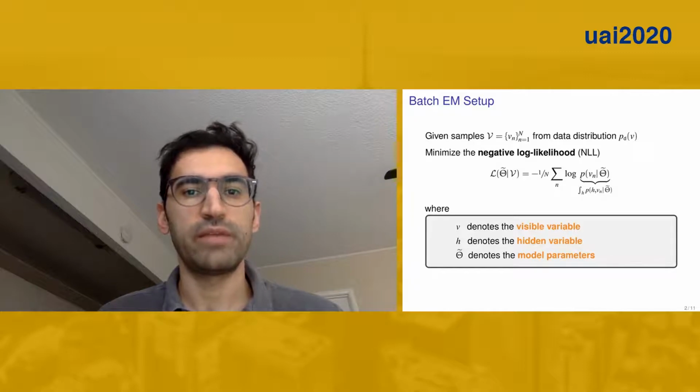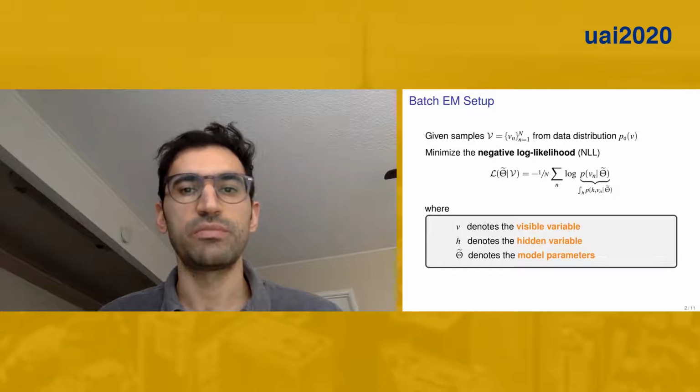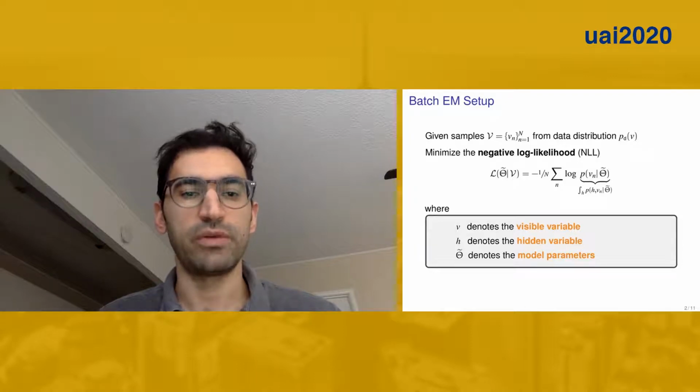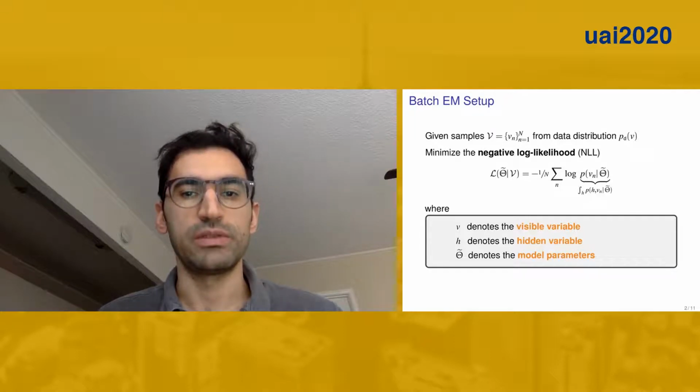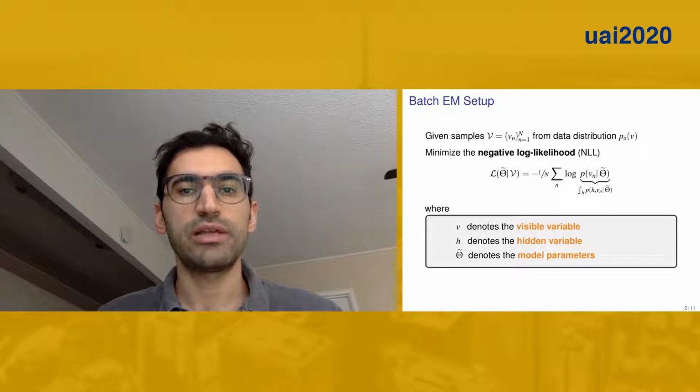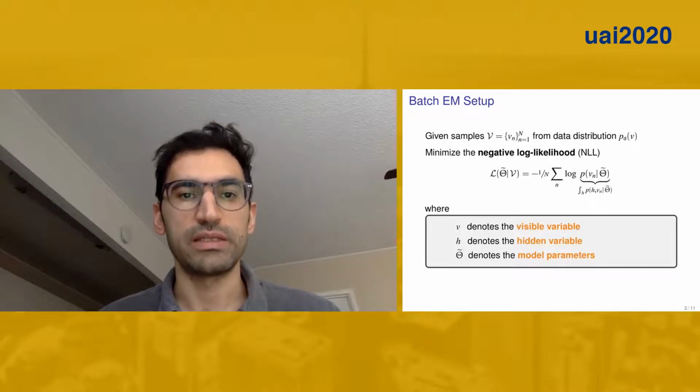We have a hidden variable model. Given samples V from an underlying data distribution PD, we would like to minimize the negative log likelihood of this model. Here, V denotes the visible variable, H denotes the hidden variable, and theta tilde denotes the model parameters. Notice that the marginal distribution over the visible variable involves an integral or a sum over the hidden variables. This makes the negative log likelihood more challenging to directly optimize.